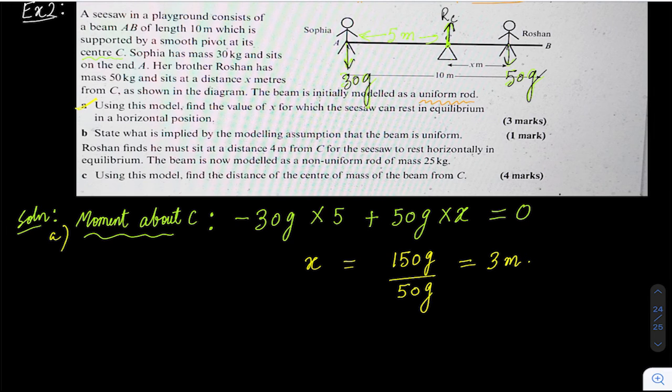That's my A part. The second part is state what is implied by the modeling assumption that the beam is uniform. Okay, so when we assume that the beam is uniform, we know this, right? We discussed this. When we assume the beam is uniform, it means the center of mass will exactly act at the center. So when you take moment about this point C, which is at center, the moment for weight, that is mg, will be 0. So we don't have to consider the weight of the rod while calculating the moment, because we know it is at the center, so the moment will be 0.